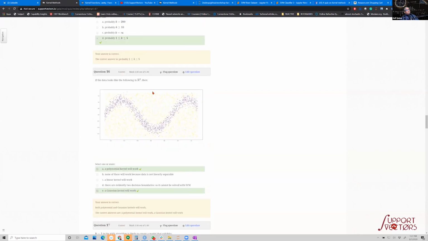What about this river data set? Will the different kernels work? Which kernel will work? Linear will not work because the decision boundary is certainly not linear. A polynomial will work, right? I'll leave that as an exercise for you. And a Gaussian kernel will work.